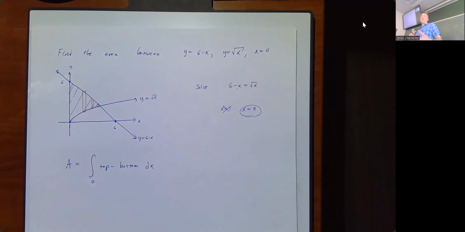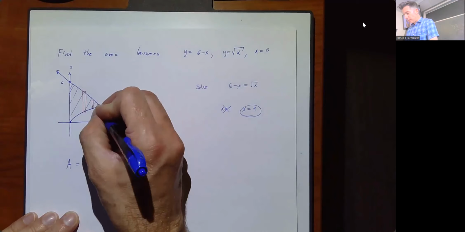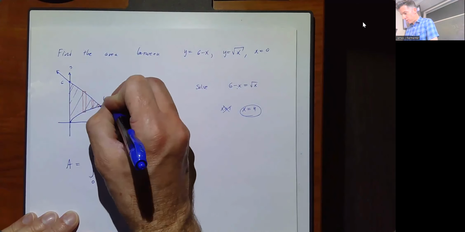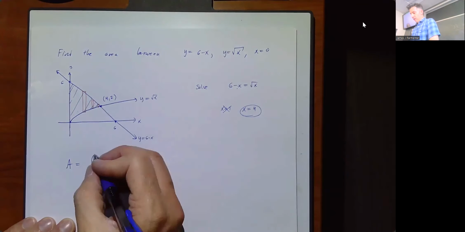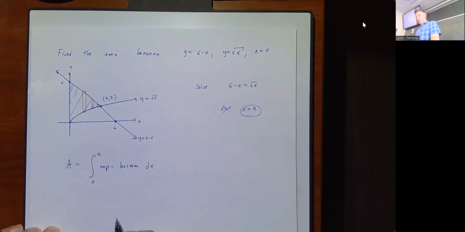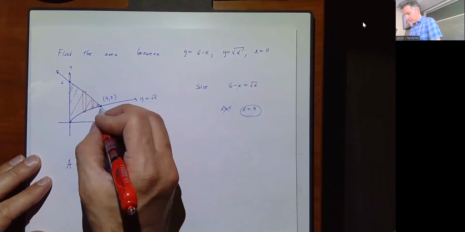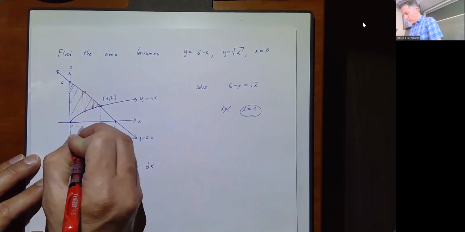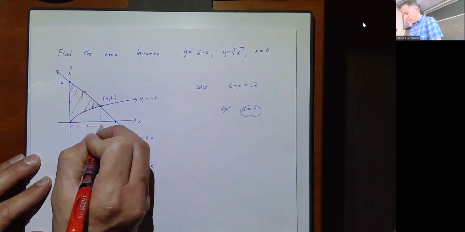Most of the time, if you've got a square root function in there or something that doesn't have very nice values all the time, you can easily guess what x is going to be. So that point there is 4, 2. And the x value is 4. So we're going as far left as x equals 0, as far right as x equals 4. Great.